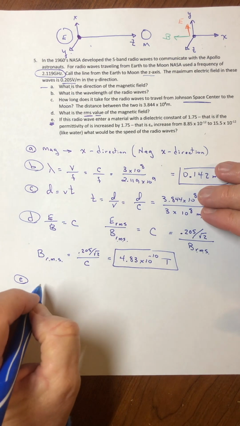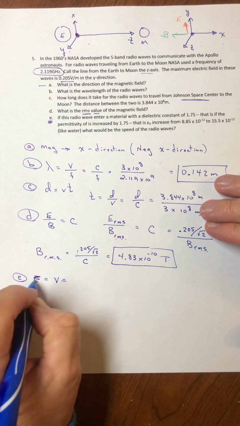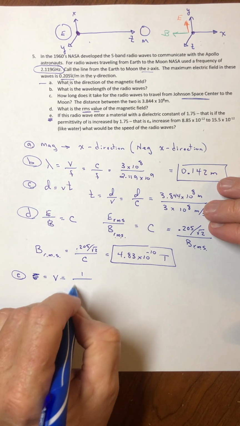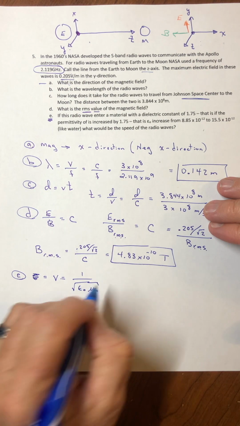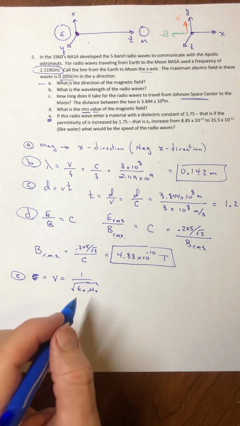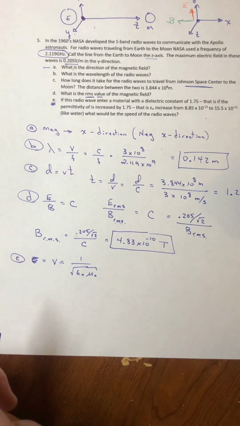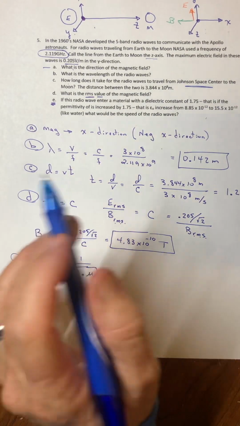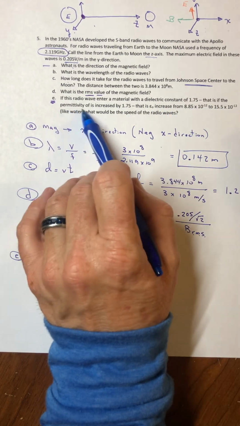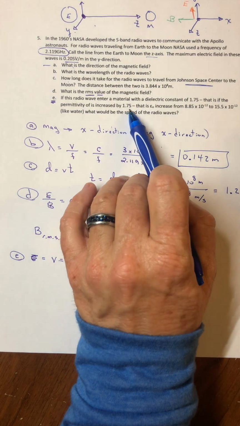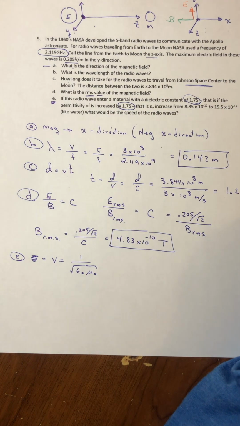And in this chapter, we said the speed, which would be C, or maybe I should just put V for their speed, would be 1 over the square root of the permittivity and permeability. And both of those were for free space, perfect out in outer space. We didn't have any other material around. But this is saying here, it changes. That is, the permittivity has increased by 1.75. That's just a reminder in case you forgot chapter 26.